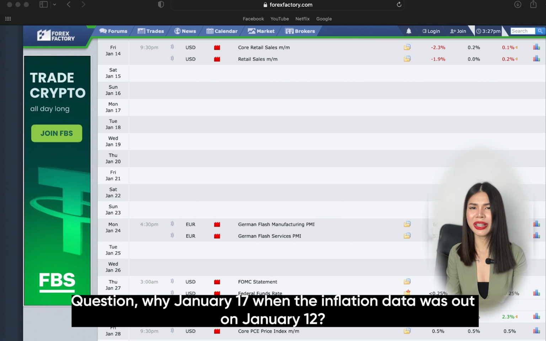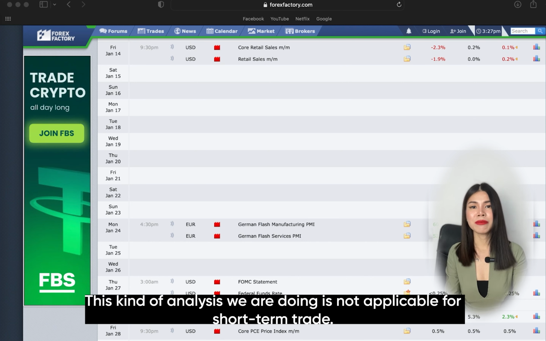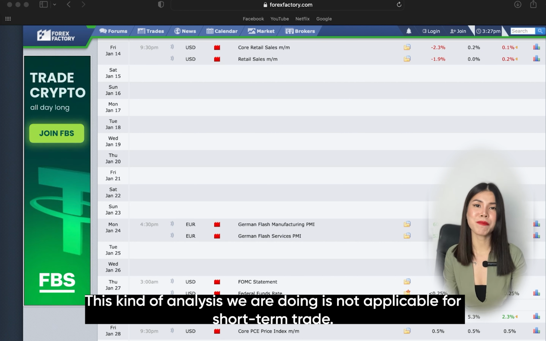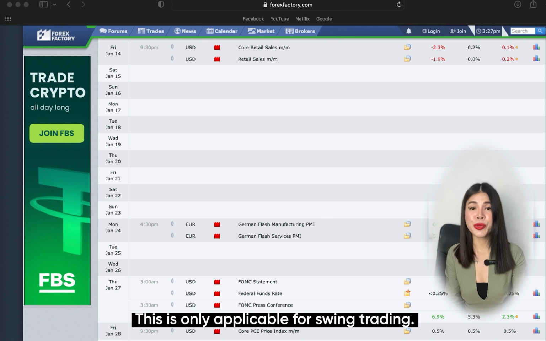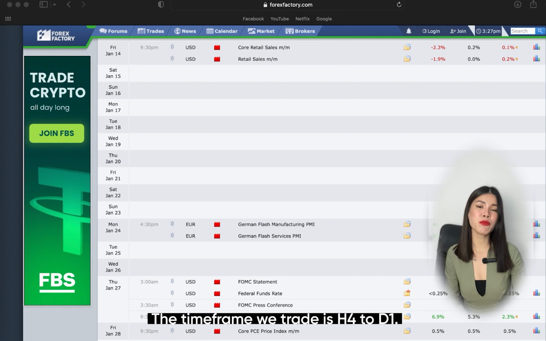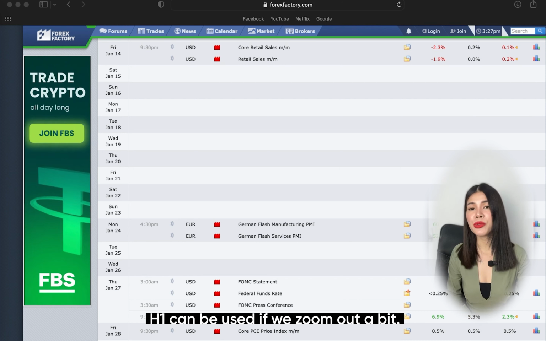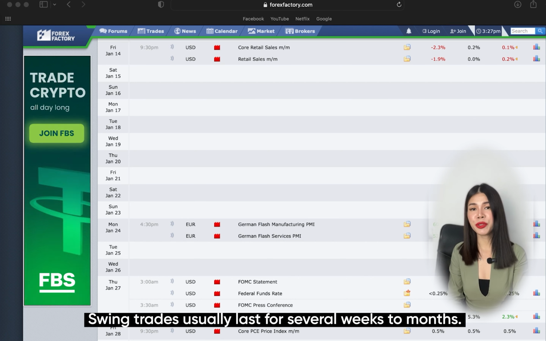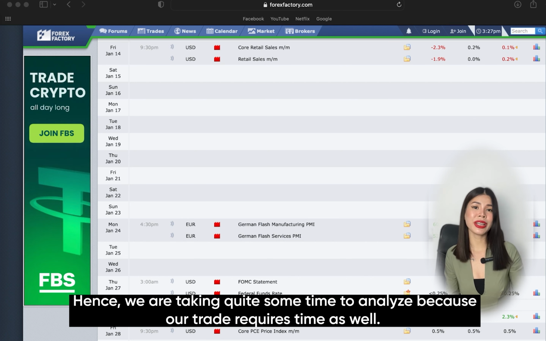Question: why January 17 when the inflation was out on January 12? This kind of analysis we're doing is not applicable for short-term trade. This is only applicable for swing trading. The time frame we trade is H4 to D1. H1 can be used if we zoom out a bit. Swing trades usually last for several weeks to months. Hence, we are taking quite some time to analyze because our trade requires time as well.